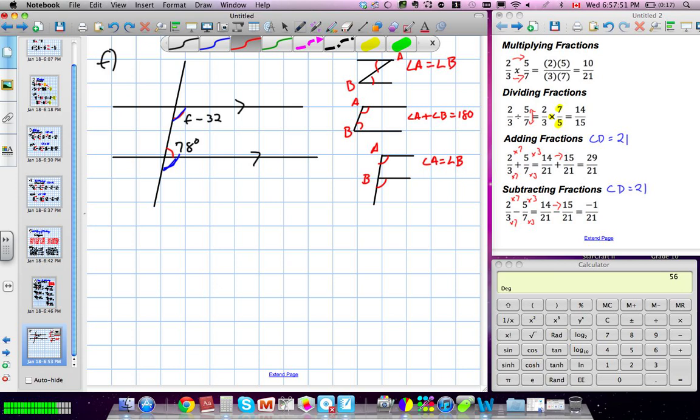So we're looking for a C. That's right, we're looking for a C pattern. It's corresponding, so we have our C. That's how you remember. So what are these two angles going to add up to?